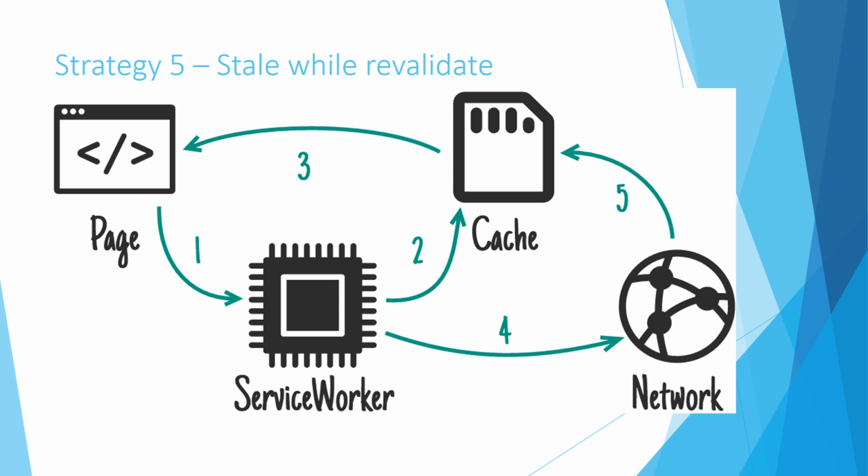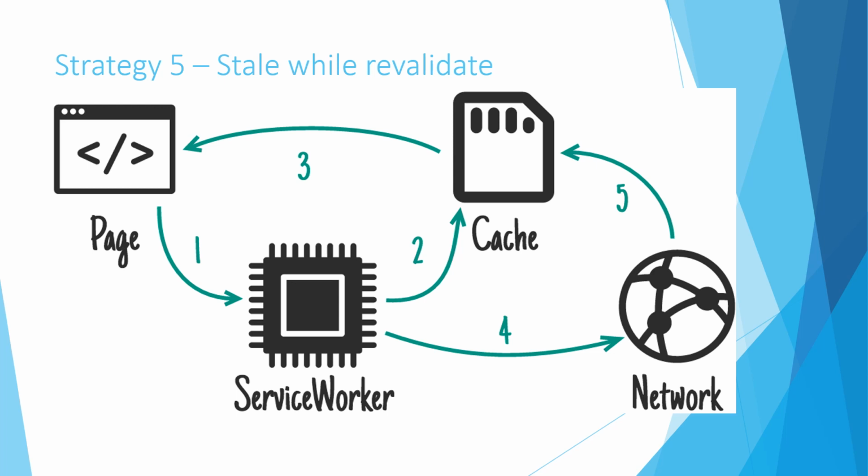Strategy number 5, that is, stale while revalidate. In this strategy, when the page makes a request, the service worker intercepts it. The service worker will then respond to the request as quickly as possible with a cached response if available, or by falling back to the network request if it's not cached. The network request is then used to update the cache.